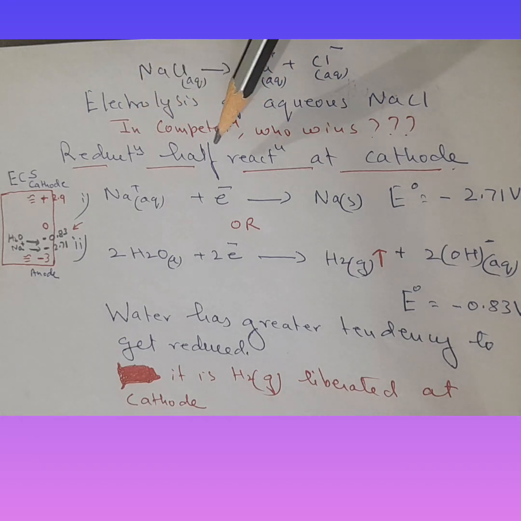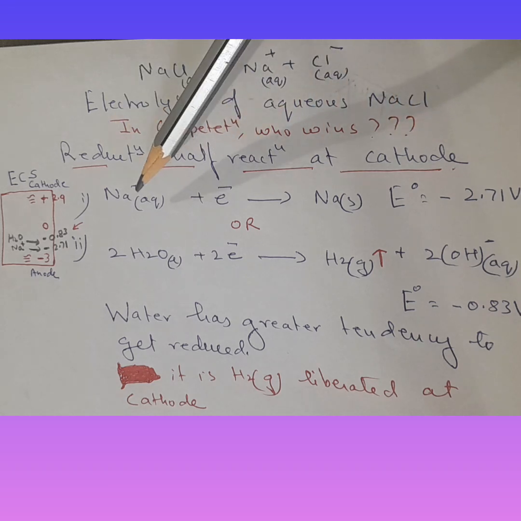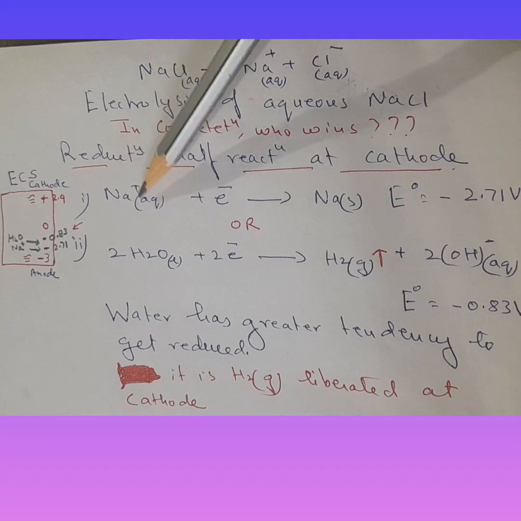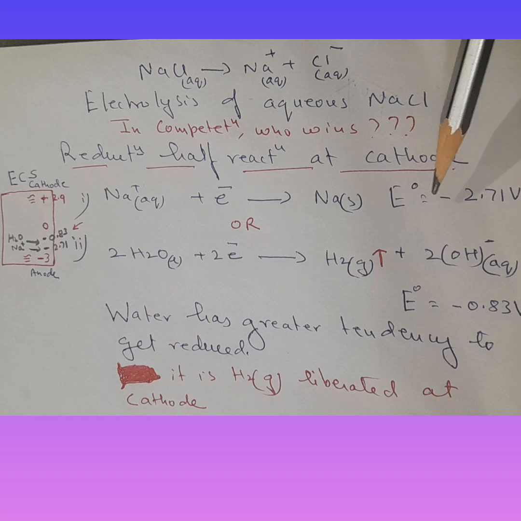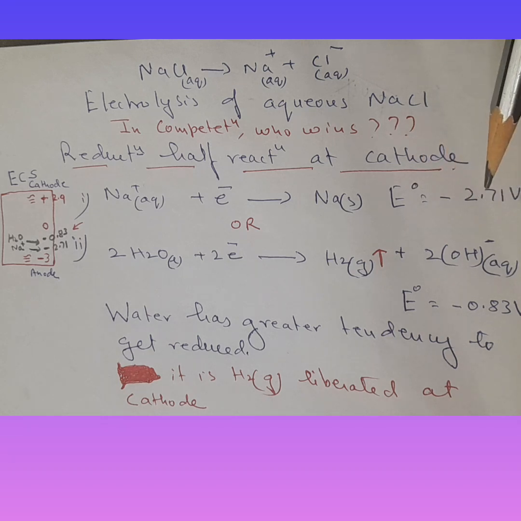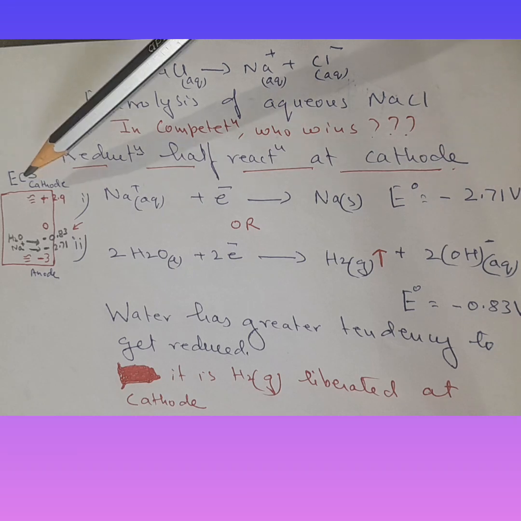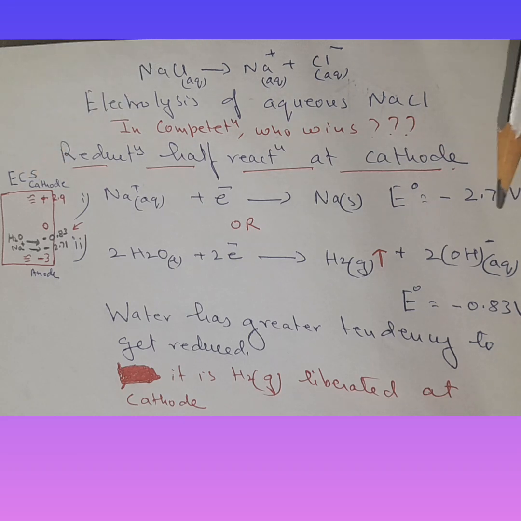Now the reduction half cell reaction at cathode. For sodium it is all okay. Reduction means gain of electrons, so Na+ gains an electron and forms Na. E0 for this is -2.71 volts, directly taken from the ECS, the electrochemical series. Now we are talking in terms of reduction, so there's no issue of changing sign. We can directly take this value as its reduction potential.